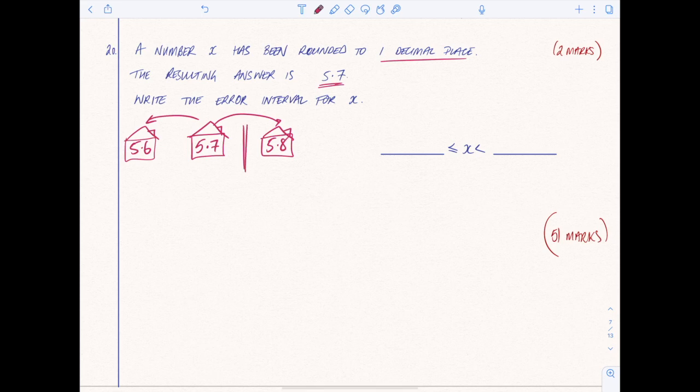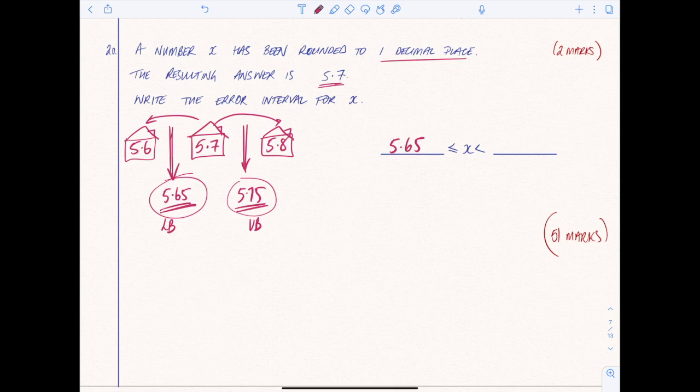I don't get on with my next door neighbours, so what I'm going to do is put a fence up in between them. So instead of it being 5.6 and 5.7, in the middle is 5.65, and here in the middle is 5.75. So this is what we call our lower bound, and this is our upper bound. And therefore, those are the two numbers that you end up putting here. So 5.65 goes there, that's your lower value for your error interval, and 5.75 is your upper value.